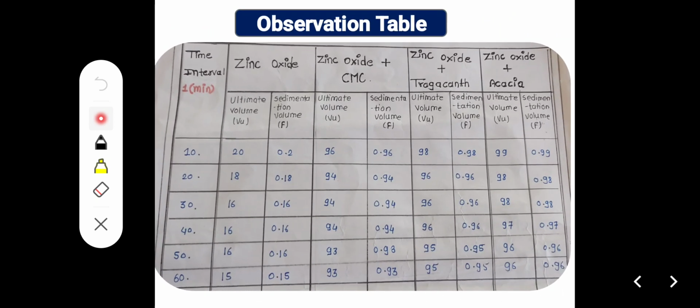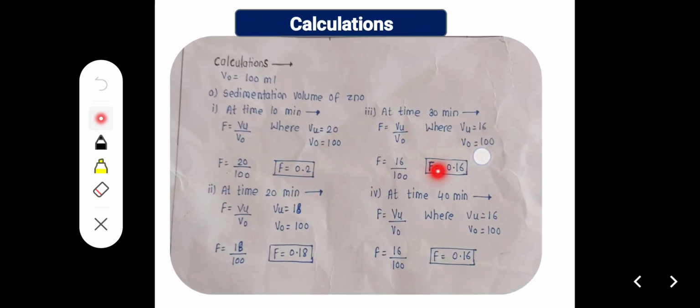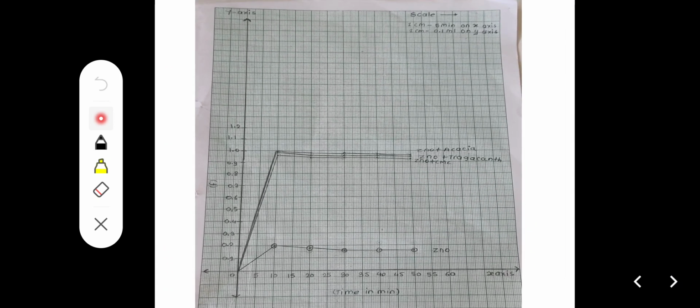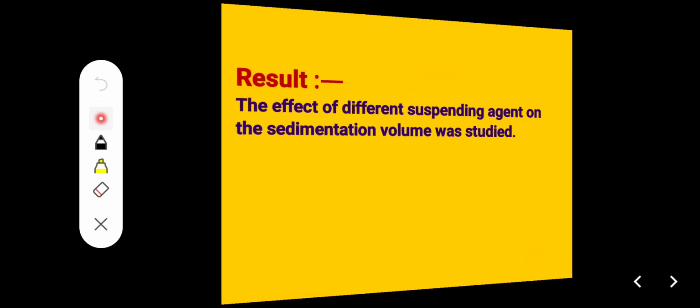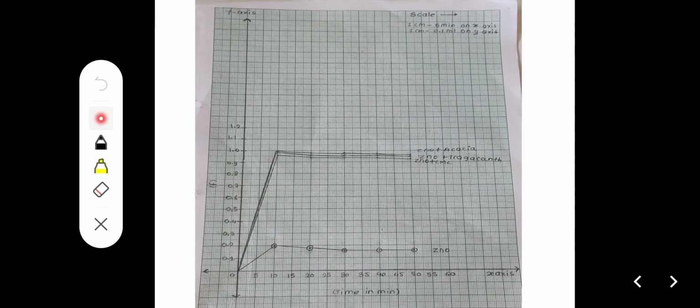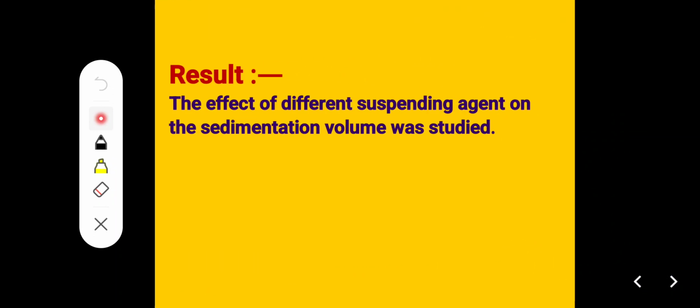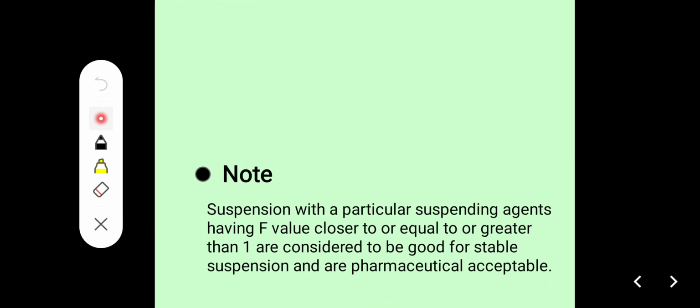Make the observation table: zinc oxide, original volume V0, ultimate volume Vu and sedimentation volume F. Calculate by putting in the values, and plot the graph. And the result: the effect of different suspending agents on sedimentation volume was studied. Also remember, a suspension with a particular suspending agent having an F value closer to, equal to, or greater than 1 is considered good for a stable suspension and is pharmaceutically acceptable.